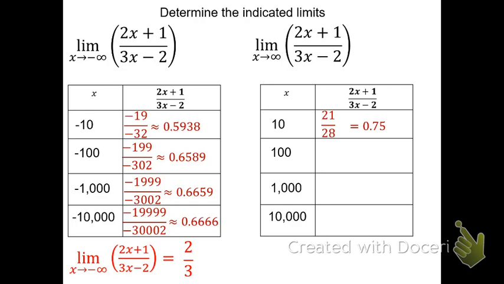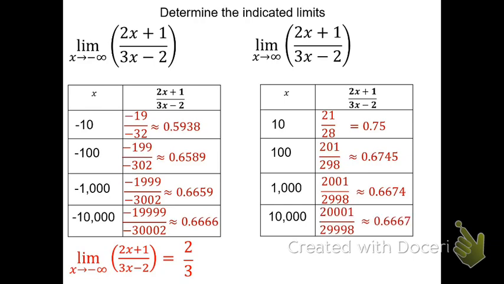Is it still going the same place? Let's substitute in a couple more. If we substitute in 100, it's about 0.6745. Do we know where it's headed? Let's try another one. How about now? Let's pick one more just to be safe. It's also going to 2/3. So the limit of 2x plus 1 over 3x minus 2 as x approaches positive infinity will also be 2/3.